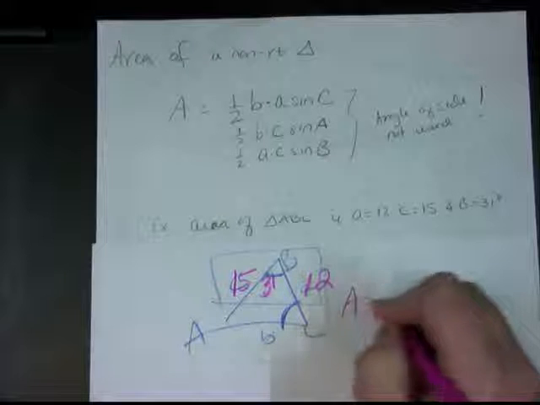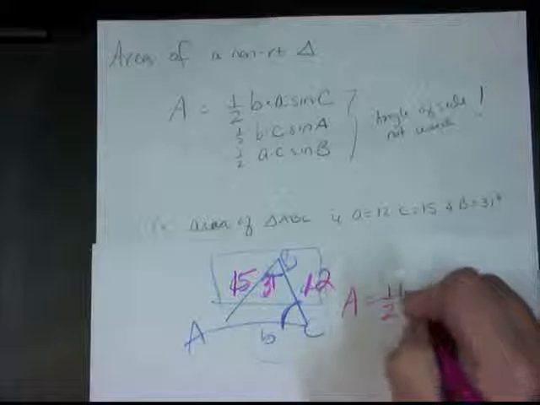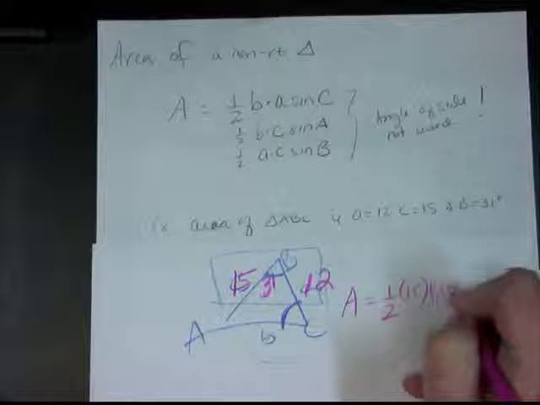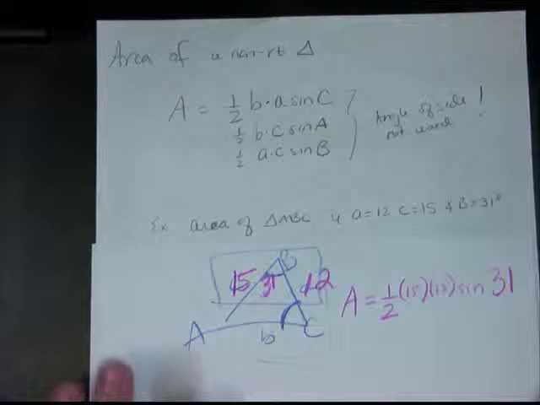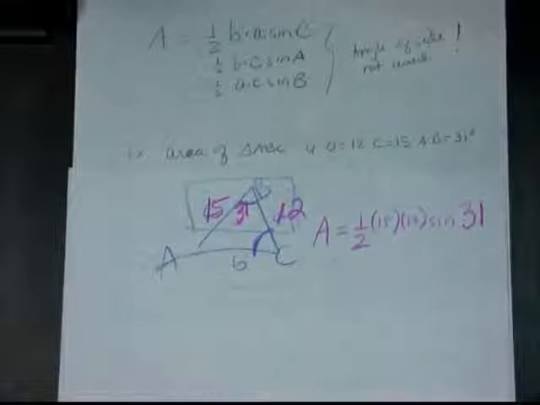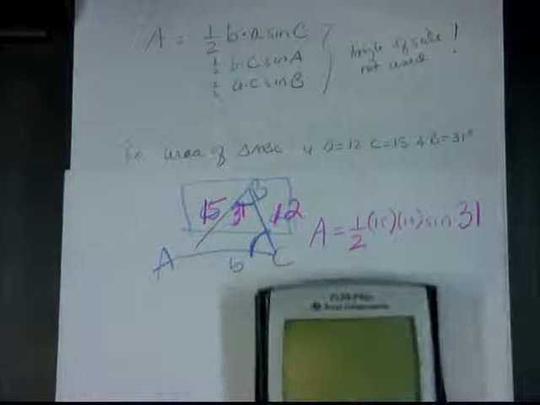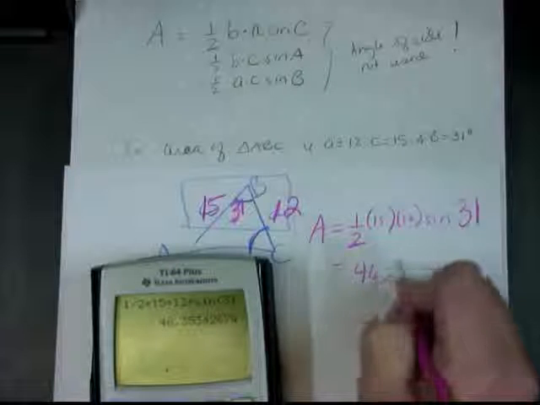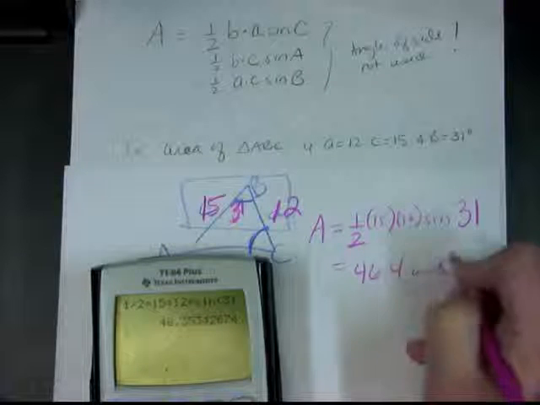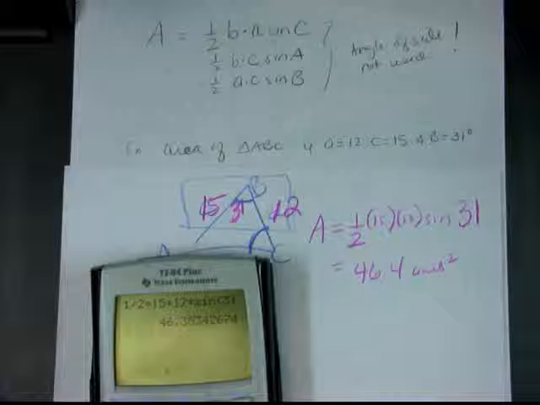So area is 1/2 the 2 sides times the sine of the angle. And it's exactly that straightforward. Type it in your calculator. 1/2 times 15 times 12 times the sine of 31. There we get 46.4, whatever it is, units squared, because area is always square units.